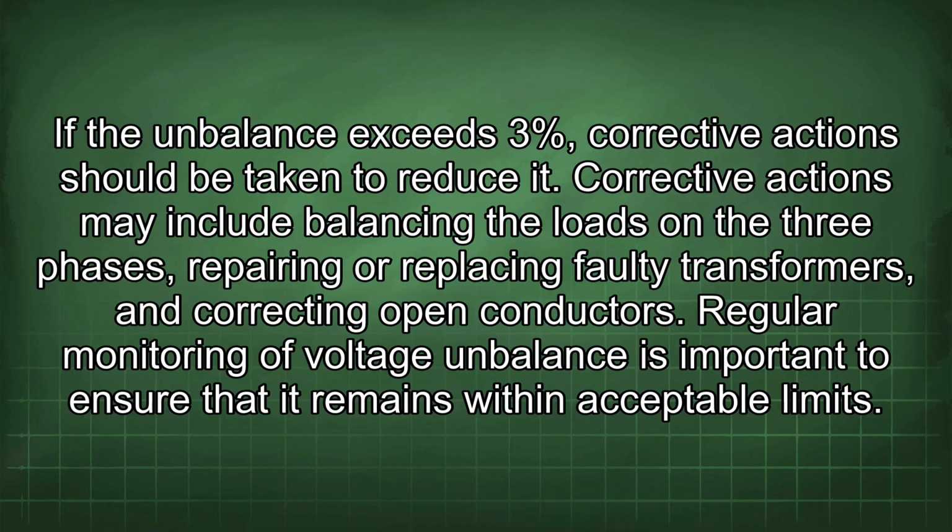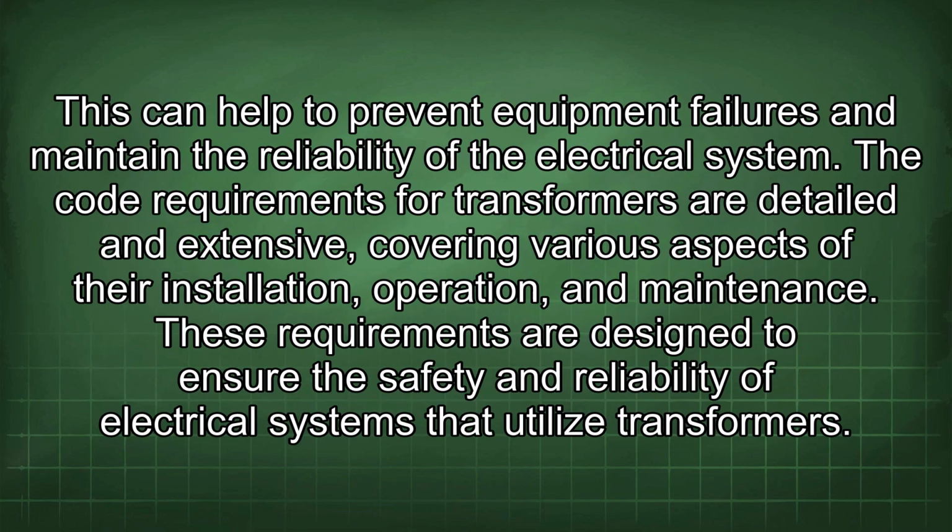Corrective actions may include balancing the loads in the three phases, repairing or replacing faulty transformers, and correcting open conductors. Regular monitoring of voltage imbalance is important to ensure that it remains within acceptable limits. This can help to prevent equipment failures and maintain the reliability of the electrical system.